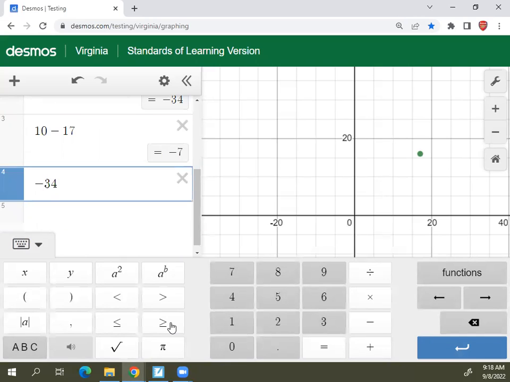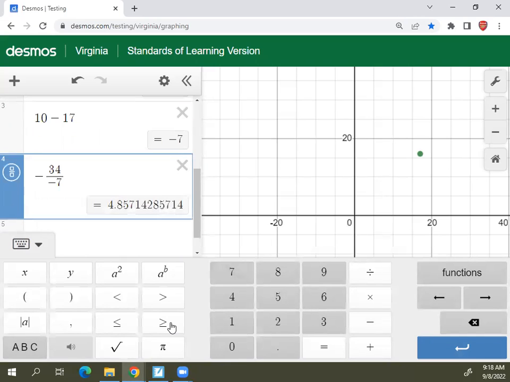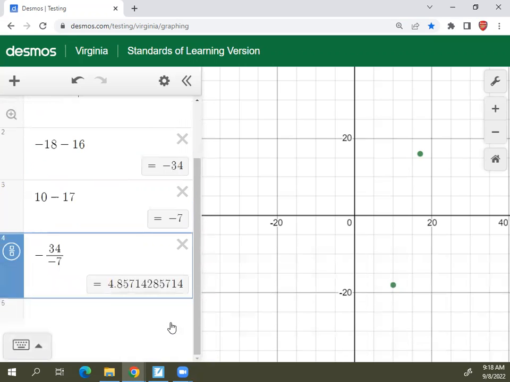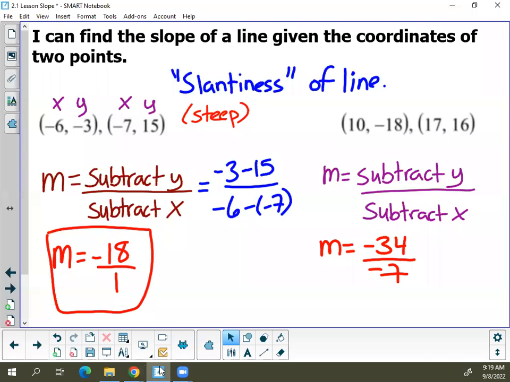Negative 34 divided by negative 7. I'm going to get a decimal. I don't want my decimal as an answer. What I want is a fraction. And so over here on the left in blue, you see a little fraction symbol. I'm going to hit that fraction symbol. Sometimes you got to hit it twice. It's going to give us the simplified version of our fraction, which is just positive 34 over 7.